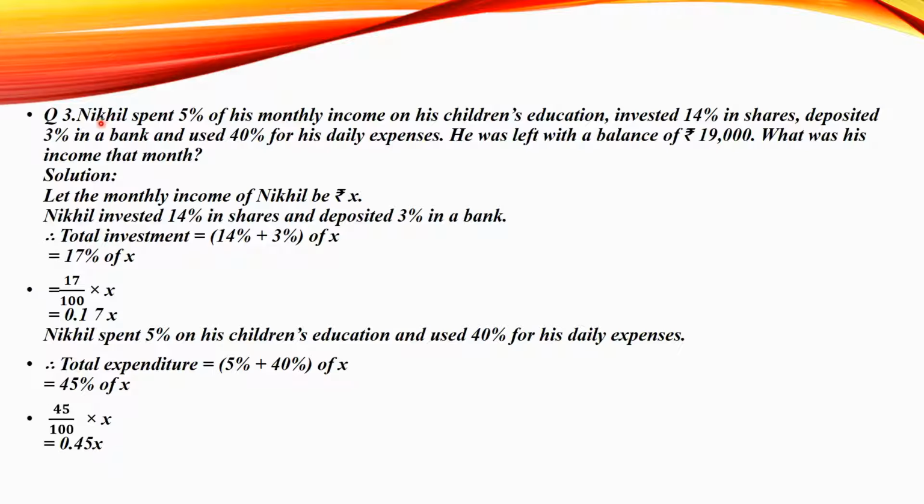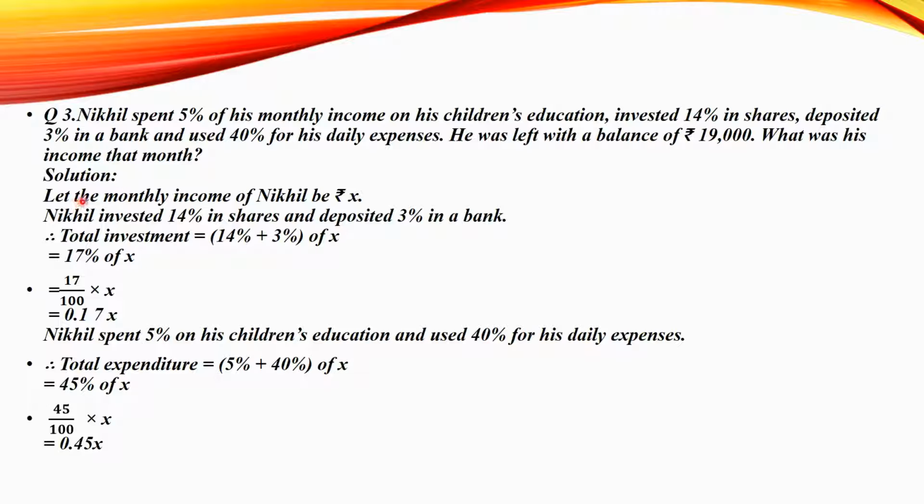Question number 3. Nikhil spent 5% of his monthly income on his children's education. He invested 14% in shares, deposited 3% in bank and used 40% for his daily expense. He was left with a balance of rupees 19,000. What was his income that month?